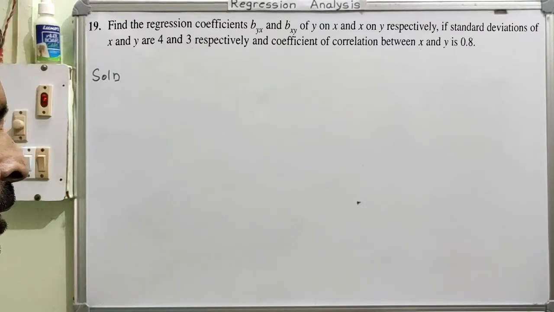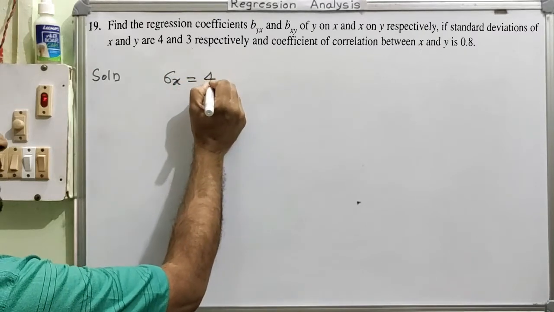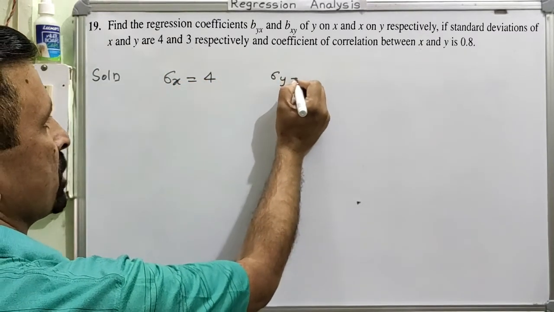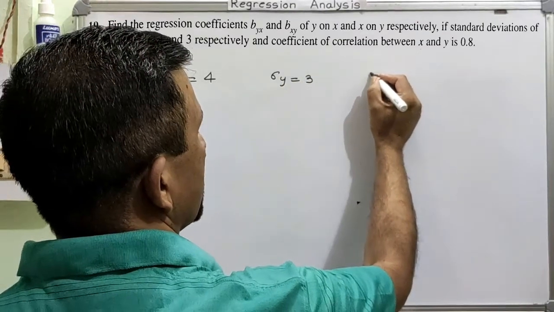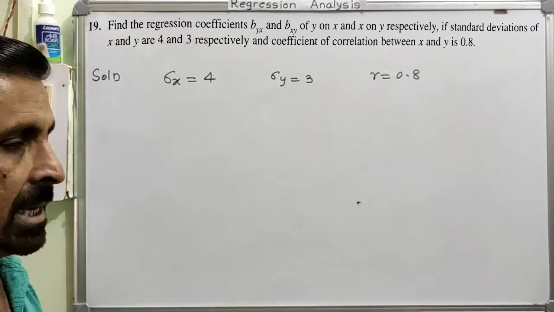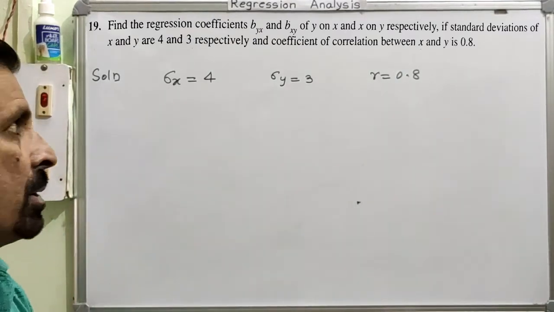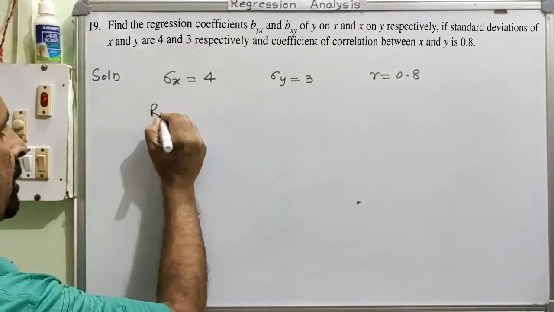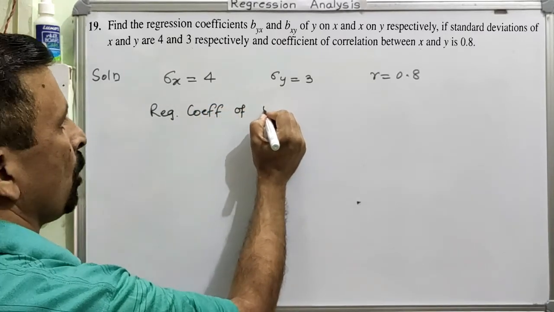To do that, we are given the standard deviation of x and y. The standard deviation of x is given as equal to 4, and the standard deviation of y is given as equal to 3. And the correlation coefficient of the two is given as r equal to 0.8. Is it alright? With this information, we have to find the regression coefficient. First of all, we will calculate the regression coefficient of y on x.